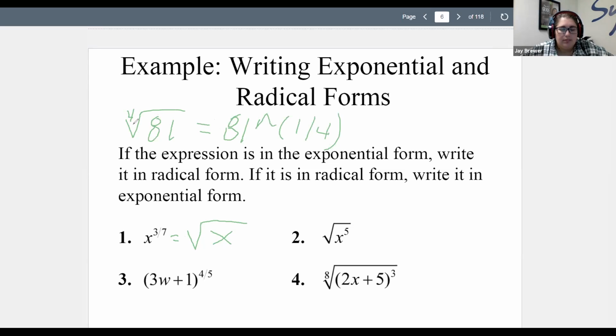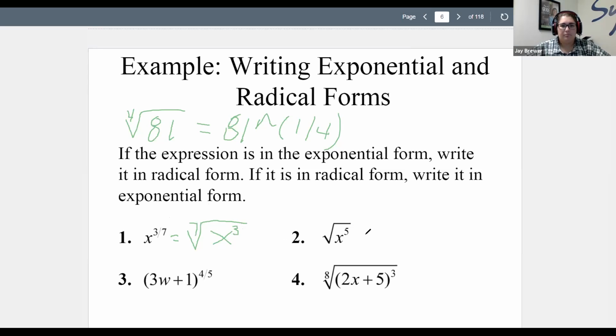Look at where the 4 is in the radical and look at where the 4 is in the fractional exponent. Try to use that to help you with this. Are we basically going to put the 7 on the outside? Yeah, we're going to put the 7 in for the index, and the 3 is actually going to come underneath as a cube for the x. Does everybody see that?